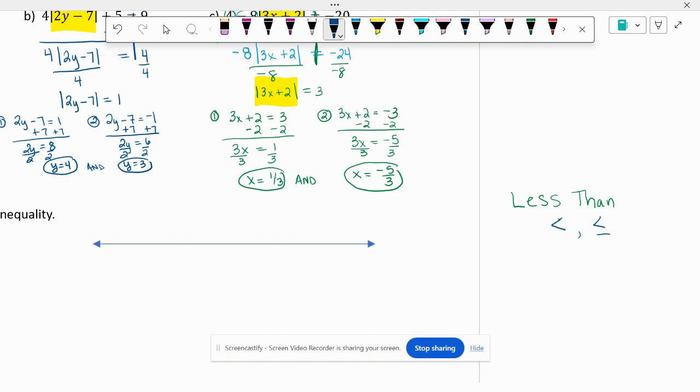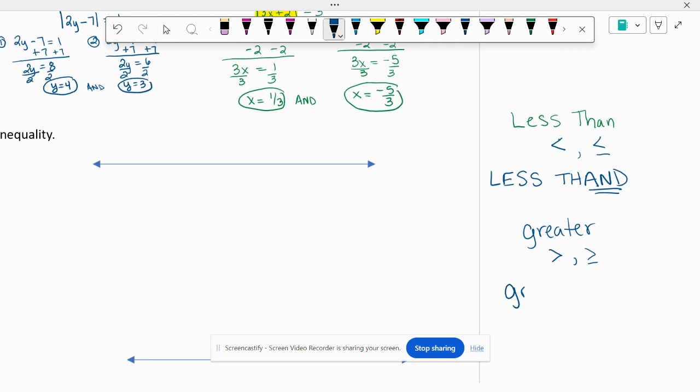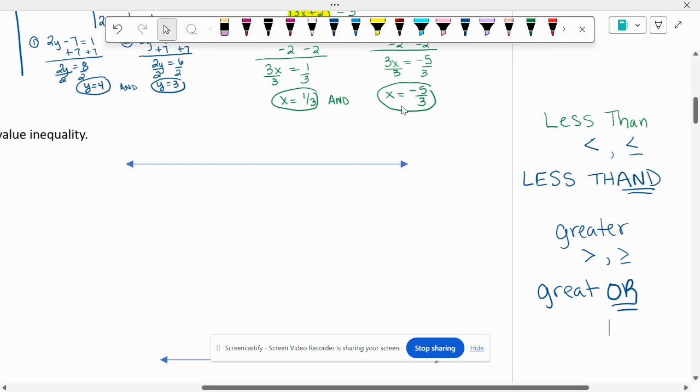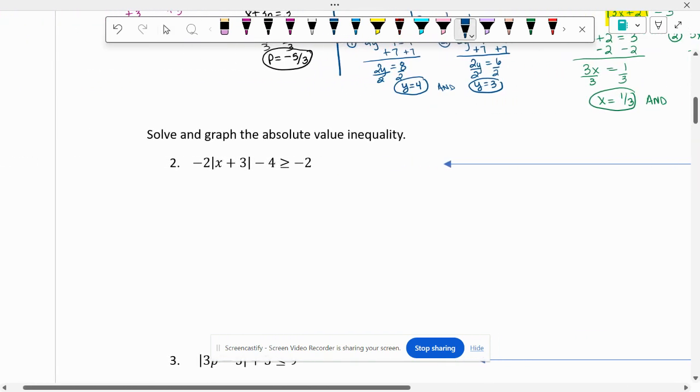Anytime you see the less than or the less than or equal to, this is how I say that when I'm doing absolute value inequalities. I'm thinking of it as less than, and that's got an and in it. Okay. And then when I see the greater symbol, if something is greater than or equal to, I think of it as a great or. A great or. So the first thing that I want to do, kind of the same idea, same exact idea.